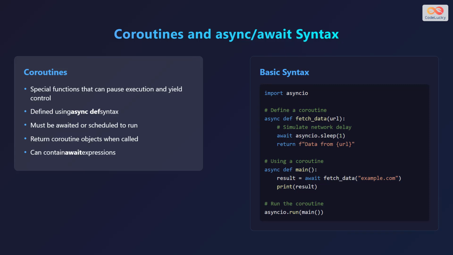Here's some sample code that shows how to define and use coroutines. Firstly, import the asyncio library. Then define a coroutine named fetch_data with the async def syntax that accepts a URL as input. This function simulates a network delay using asyncio.sleep for 1 second, and then returns a formatted string. Another coroutine named main is defined to use the fetch_data coroutine, awaiting its result and printing it. Finally, the asyncio.run function is used to execute the main coroutine.